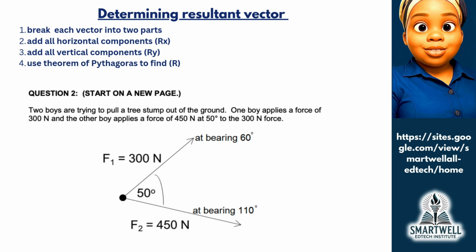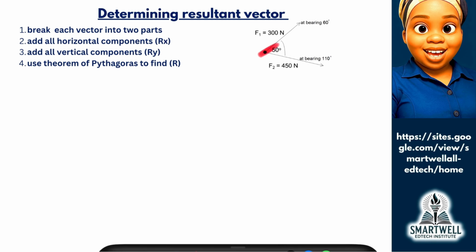Let me start with the first force, which is 300 newtons. I will draw it separately so that we can clearly see its components. This force is given at a bearing of 60 degrees, so I need to understand its direction relative to the horizontal axis. Once I know the angle, I can resolve it into components. Now, the force is given at a bearing of 60 degrees.